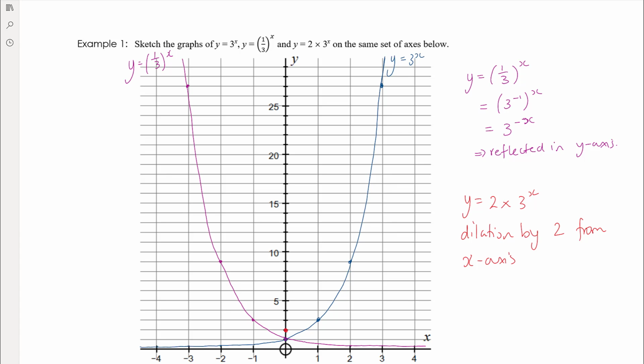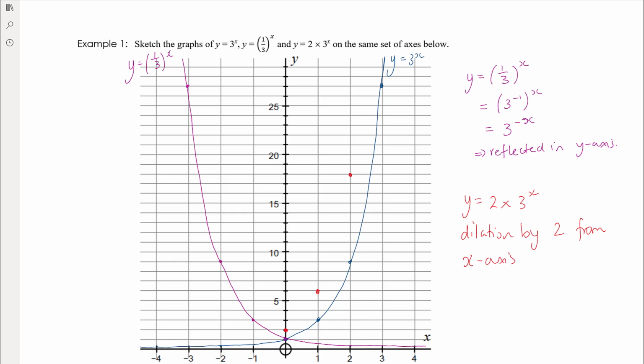We're doubling the y value. Instead of going through (1, 3), it will now go through (1, 6). We're doubling the y value. (2, 9) will now become (2, 18). We're doubling the y value. (3, 27) becomes (3, 54) and is way off the chart. Now, unlike when we change the base of the exponent, we're dilating from the x-axis by a factor of 2, so all the y values are doubling.